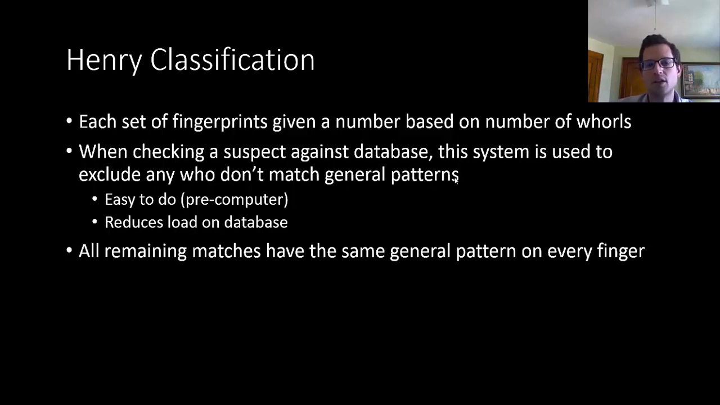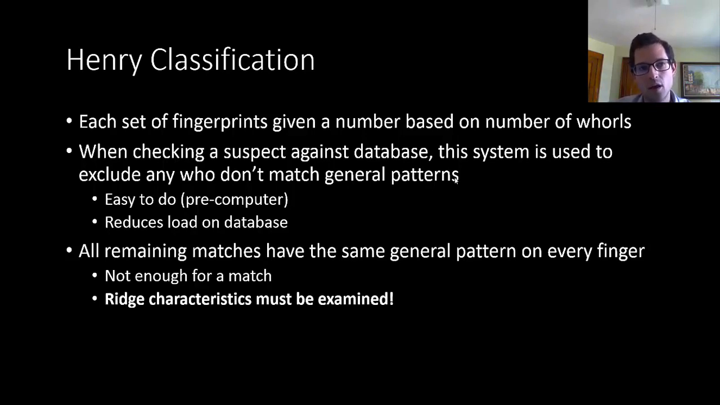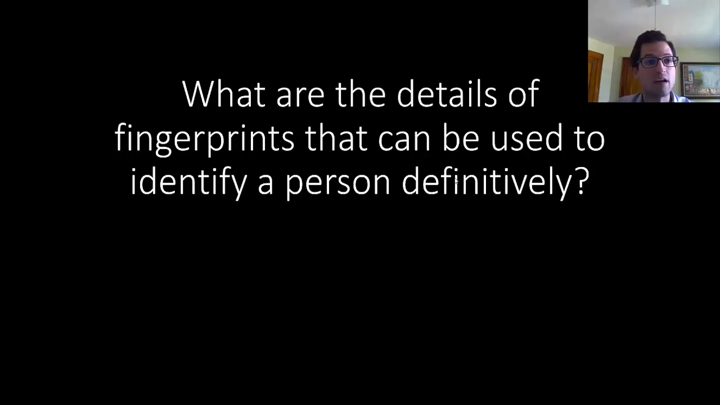So all of the matches that are returned, if your suspect that you've brought in and fingerprinted and submitted to the system has a whorl on his left thumb, then all the returned patterns will have a whorl on the left thumb. If your suspect does not have a whorl on the right finger, then all of the matches returned will not have a whorl on the right finger, and so forth. Now, this is not enough for a match. This is absolutely not enough for a match, but it is enough to exclude a number of possibilities. In order to have a match, we have to look at the ridge characteristics. So let's take a look at that now.